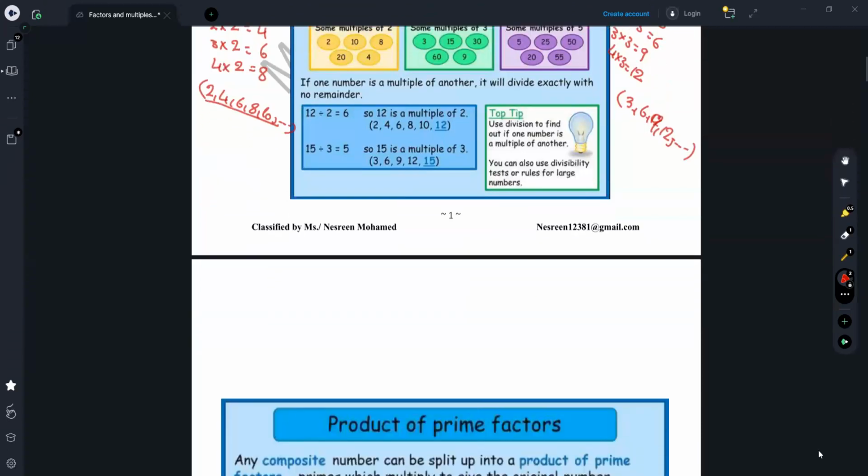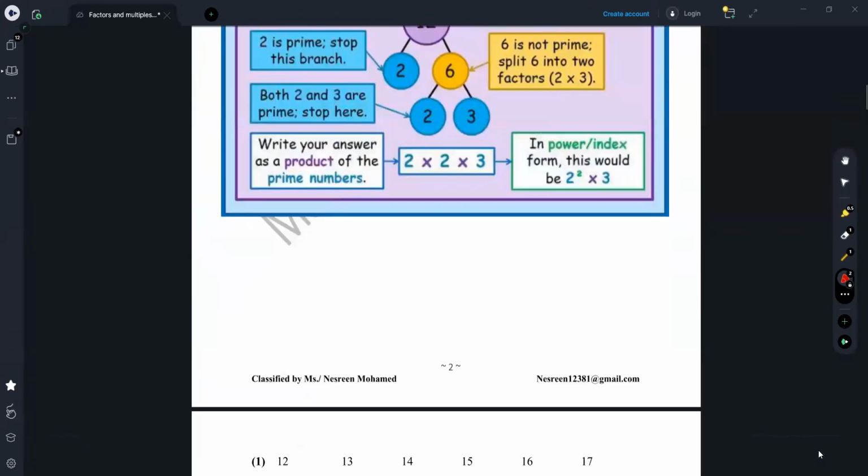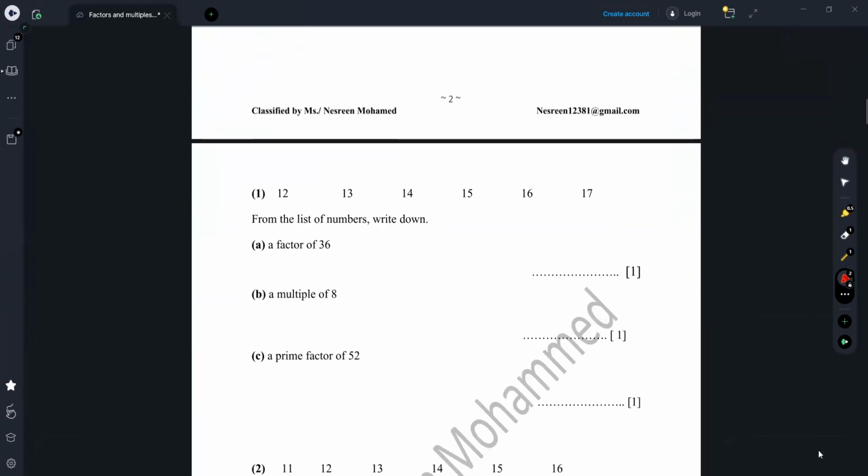We will go now to solve some exercises related to this concept. Number 1: from the list of numbers above, write down a factor of 36. A factor means just one factor. To solve this kind of question, we will list the factors of 36. 1 multiply 36, 2 multiply 18, 3 multiply 12, 4 multiply 9, 6 multiply 6.